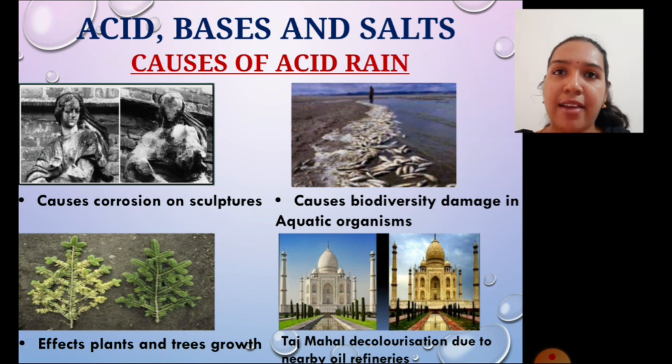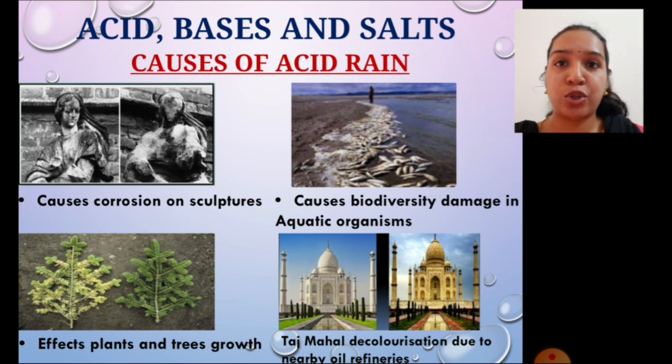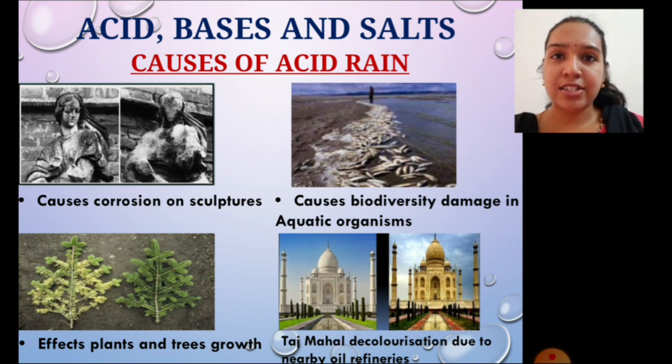The different effects of acid rain are: acid rain affects plants and trees growth. The aquatic organisms are highly affected as acid rain mixes with these water bodies. It also causes several skin diseases to humans and other animals. Acid rain causes corrosion to sculptures and decolorization of monuments.